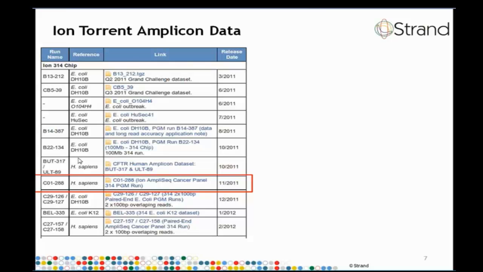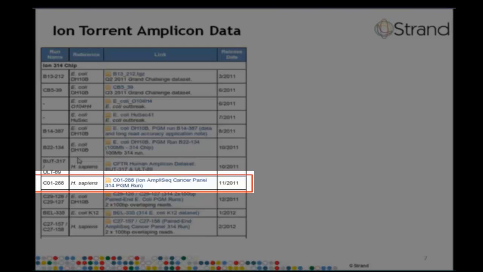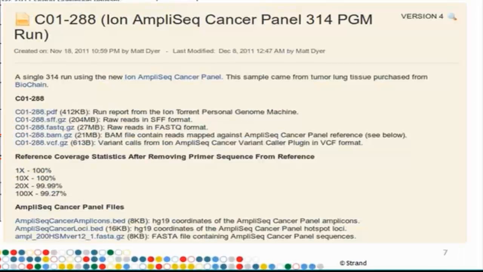For instance, the recently introduced AmpliSeq Cancer Panel datasets. If you were to click on that particular page, it shows you the full details of the dataset. And the item to note on that page is that the reads are not mapped against the HG19 reference. They are instead mapped against the AmpliSeq Cancer Panel reference. In other words, the reads are mapped only against the sequence of the amplicons. The sequence of the amplicons is given as a FASTA file, and the locations of the amplicons are given in the form of a bed file towards the bottom of the page.